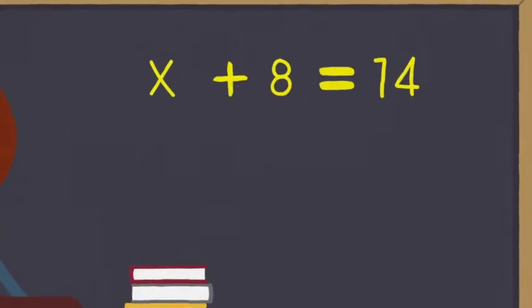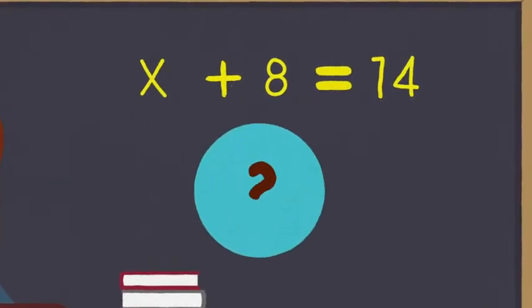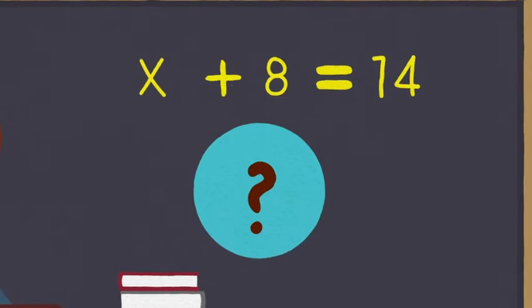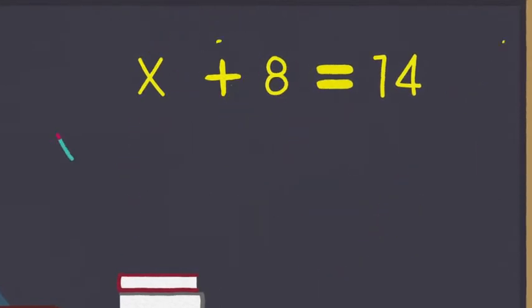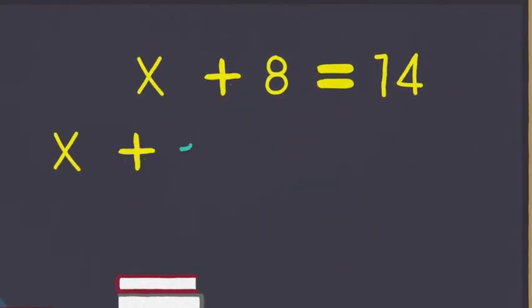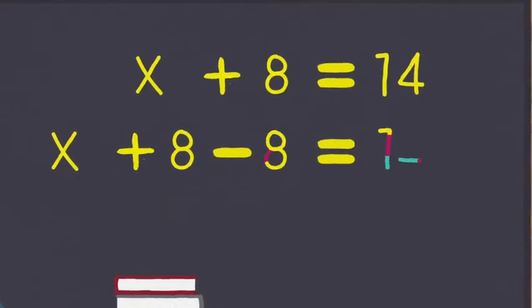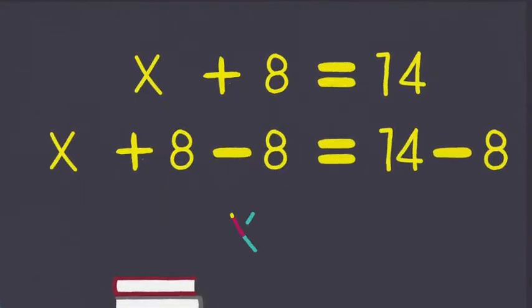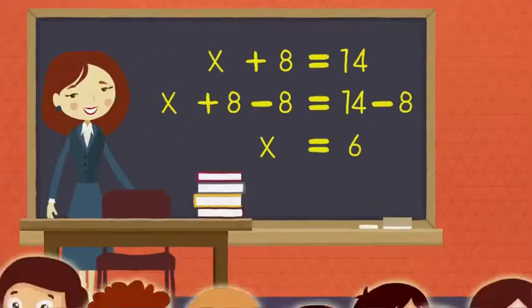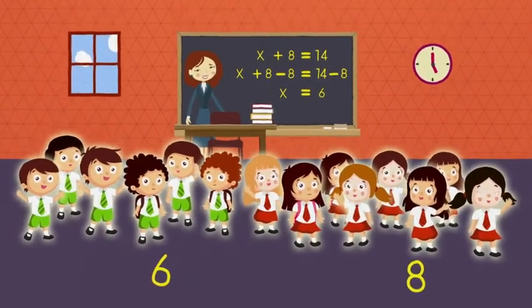Let's use the properties we just learned to solve the problem. Let's first isolate our unknown x. In this case, we need to subtract 8 from both sides of the equation. X equals 6. That means there are 6 boys in Mrs. Rawia's class.